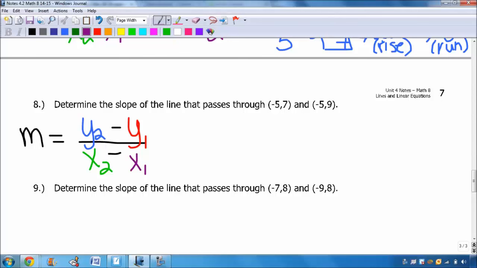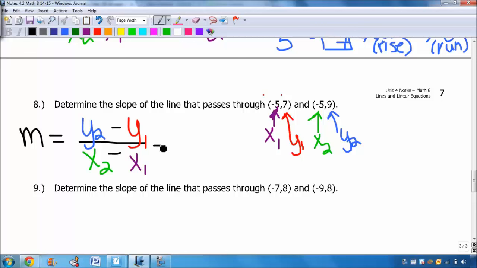Okay, you should have that -5 is x1, that 7 is y1, because these are your x and y values of your first coordinate, okay? And then you should say that x2 is -5, and that y2 will be 9. Okay, so this right here will be y2. So now I can go ahead and plug in all of my information into the slope formula.